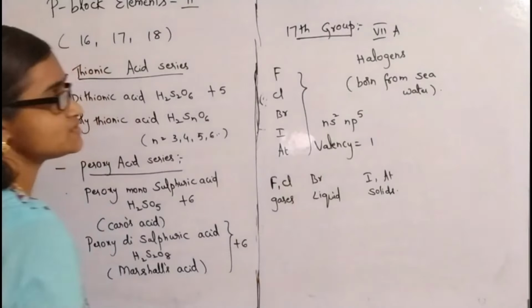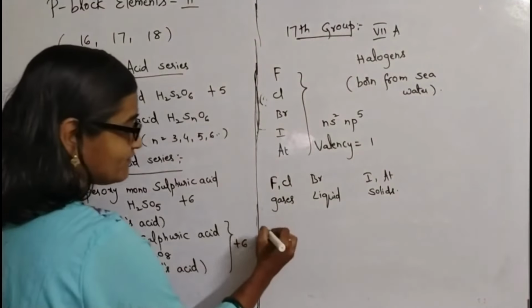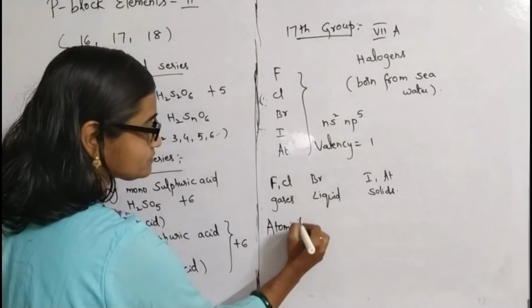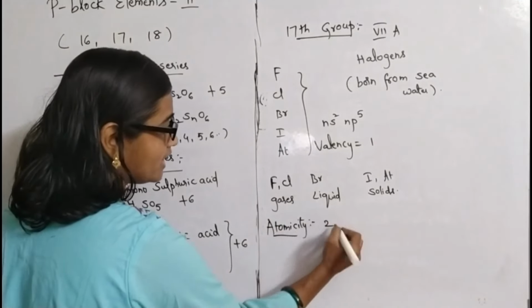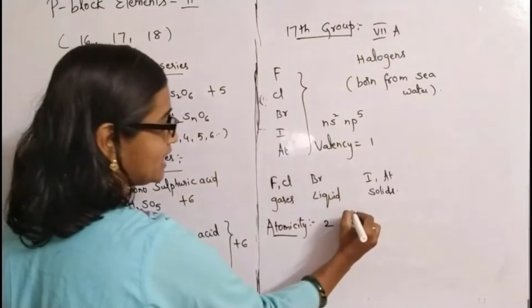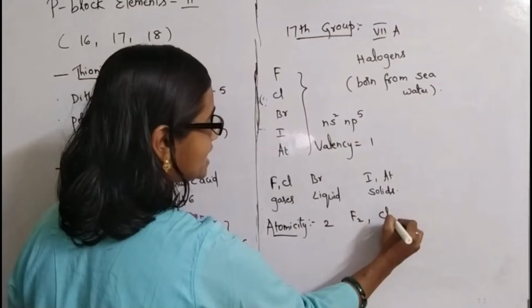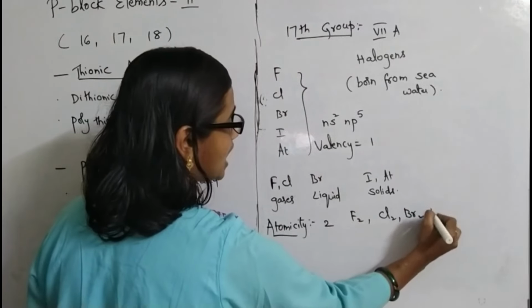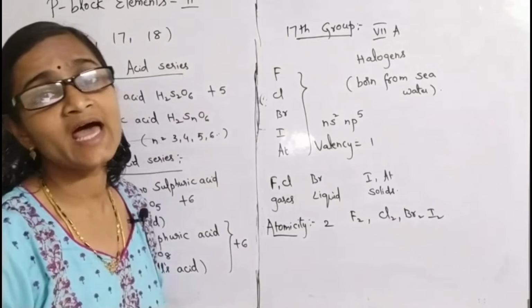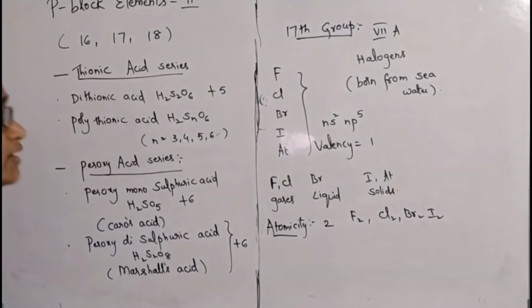Valency is 1. That's why they are called monovalent. If you go for atomicity, it is 2. That means they form diatomic molecules, like F2, Cl2, Br2, I2. Diatomic molecules. That's why their atomicity is how much? It is equal to 2.